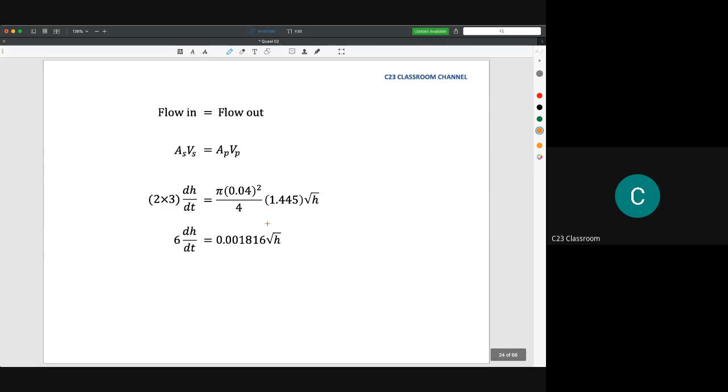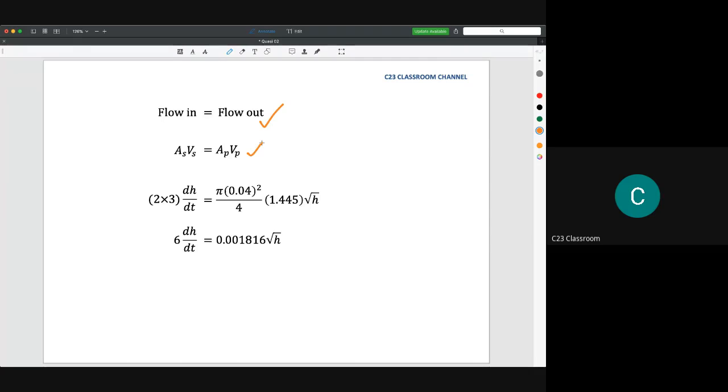And then what we do is we stick with the idea of continuity equation. Flow in is equal to flow out. So this is the equation. So we have AS, VS, AP, VP. Okay, in some textbooks they will write as A1, V1, A2, V2. It's okay as long as you understand what is your point 1 and what is your point 2.